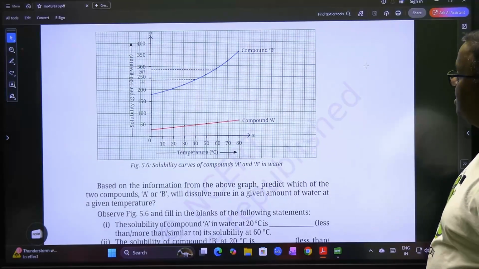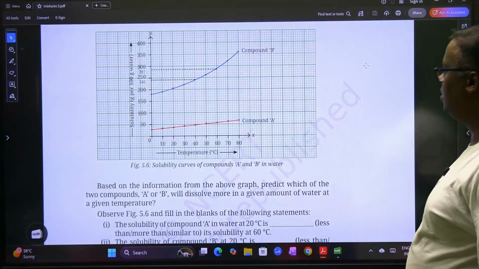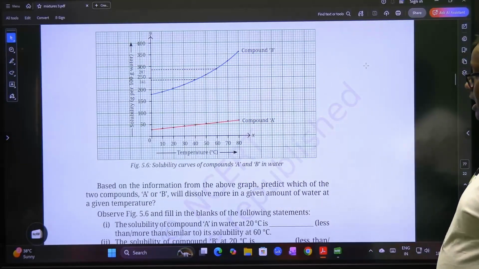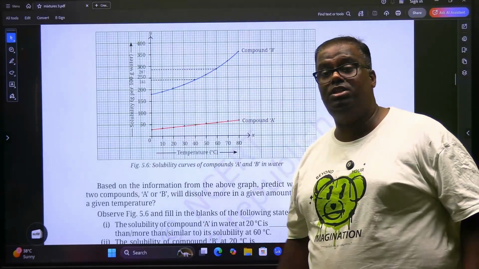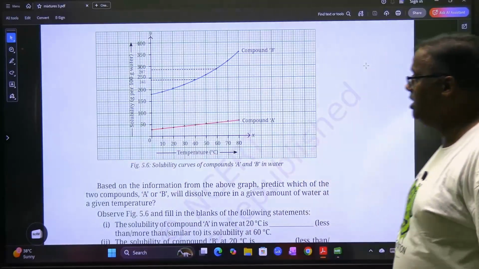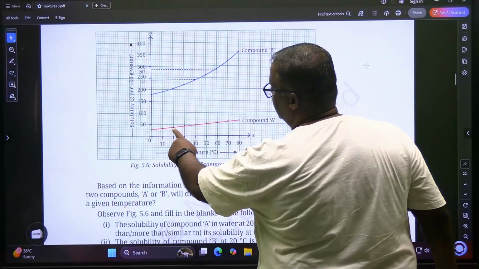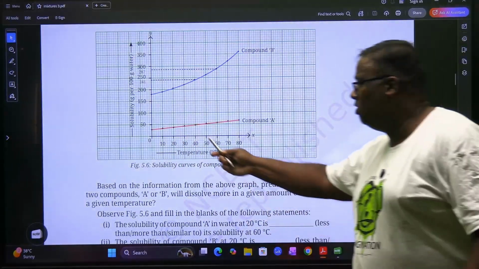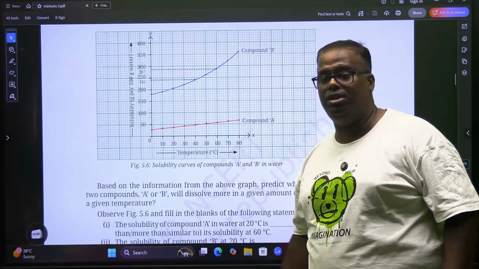Okay, they say solubility of compound A. What is compound A? The red compound. A in water at 20 degrees. So what is solubility? How much does it dissolve in 100 grams? So 100 gram is standard. At 20 degrees, let's look at 20 degree, and at 20 degree we find that it is between 30 and 40, it's around 38 grams. No one will mark you wrong if you write 38 or 37. This is how you are interpreting the graph.